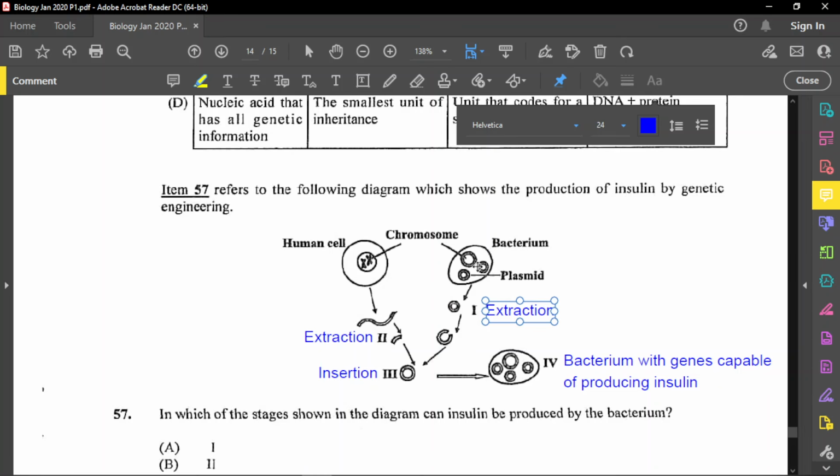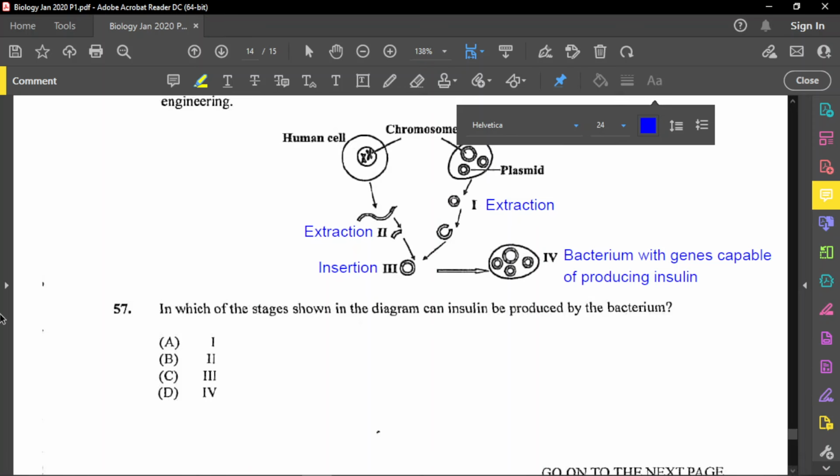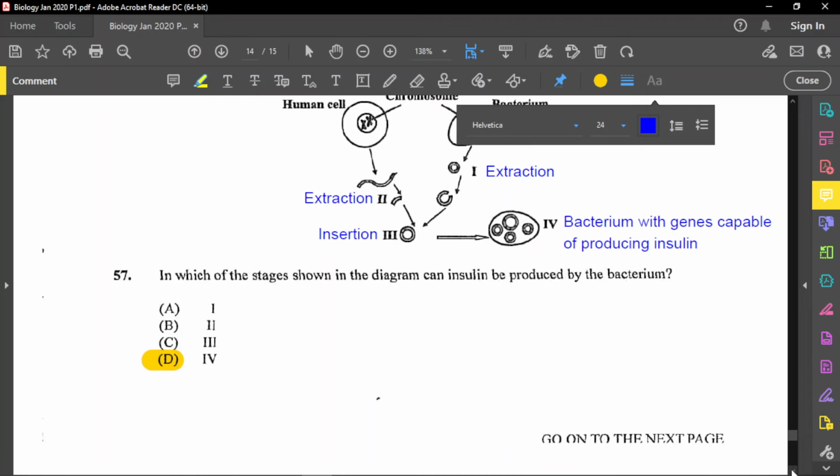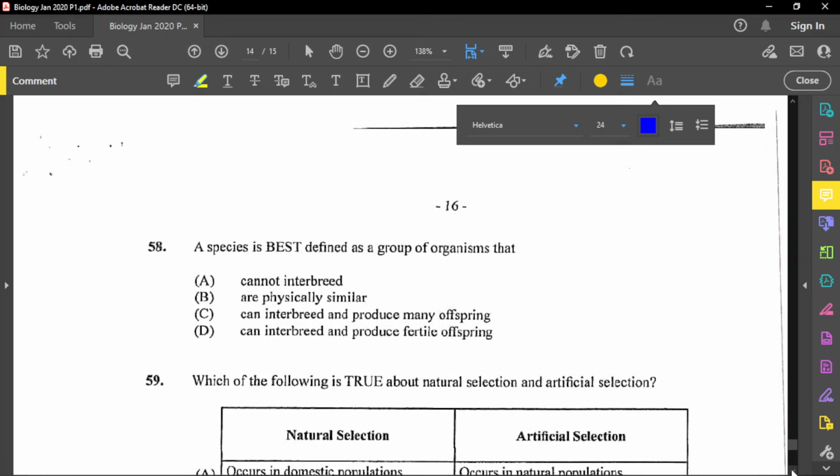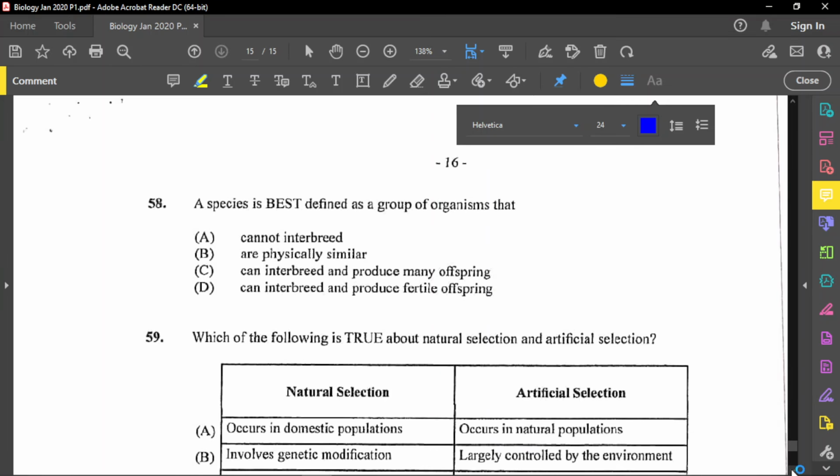If you notice here, we have an extraction, which is the plasmid extracted from the bacterium. Then we have another extraction over this side, where the gene responsible for production of insulin is extracted. Then you insert it back into the plasmid, and the plasmid is put back into the bacterium. At that stage, the bacterium is able to produce insulin. So that will be the very last stage, whenever the plasmid re-enters the bacterium containing the gene responsible for insulin production, which comes from a human cell.